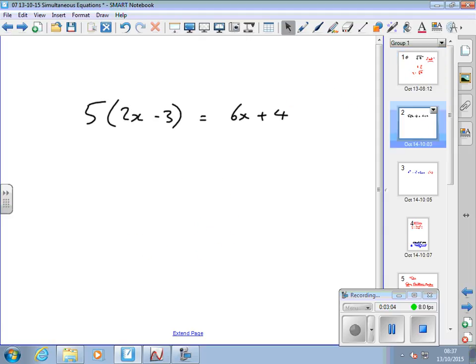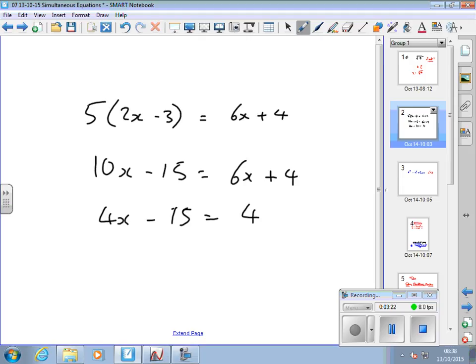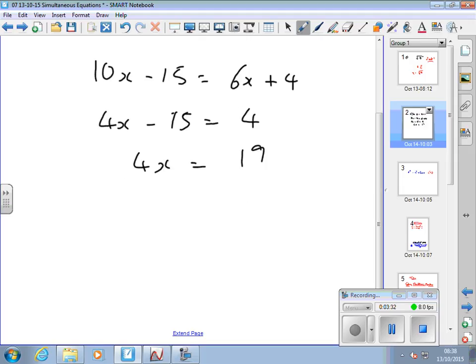Number 2. Right, so just quickly expand. 10x minus 15 equals 6x plus 4. Collect like terms means subtract 6x from both sides. So that just leaves 4x this side minus 15 equals 4. Add 15 to both sides to get rid of the minus 15 on the left. 4x equals 19. Divide both sides by 4. X equals 19 over 4. I could leave it like that, or I could work it out on the calculator to an appropriate accuracy.